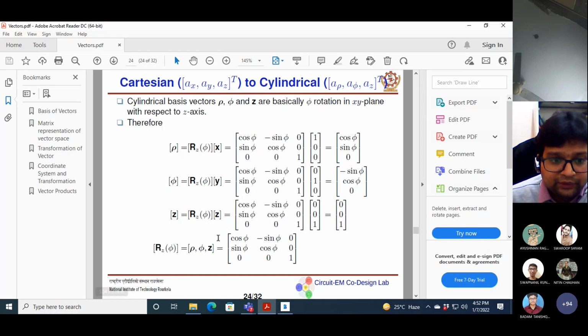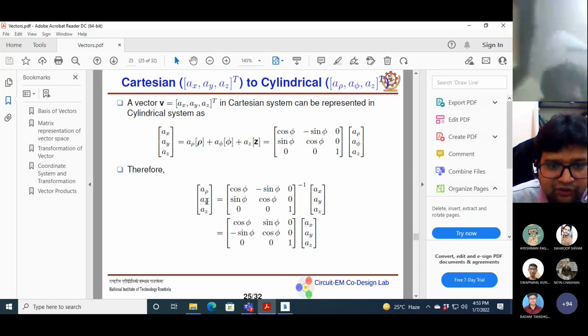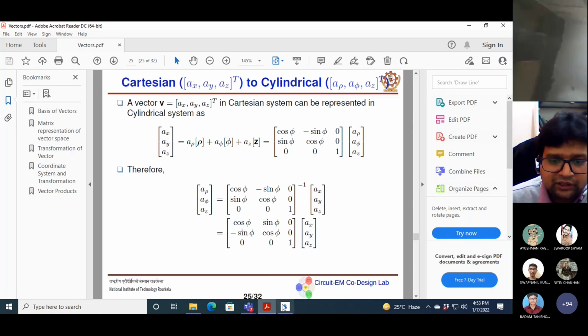Now if this is the rotation matrix, then Ax, Ay, Az is this rotation matrix times A rho, A phi, and Az. If we consider the electric field, it is E rho, E phi, and Ez. Then for this you have to take the inverse of this. If you multiply the inverse with Ex, Ey, and Ez, then you will get the values of E rho, E phi, and Ez. Ez obviously will not change. Let's do it.